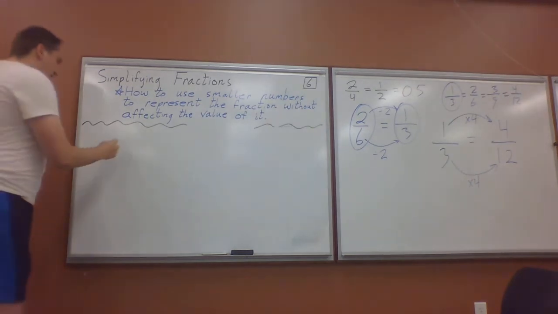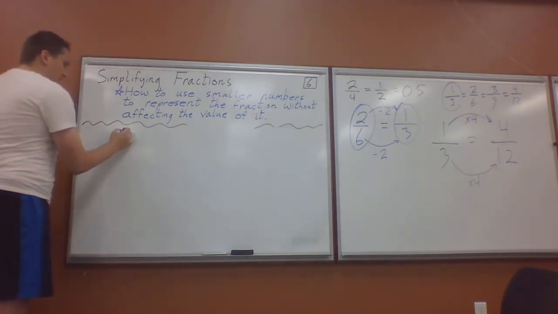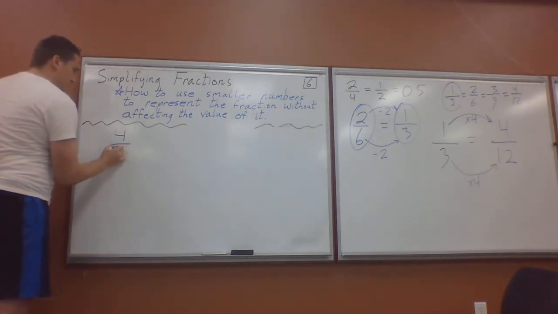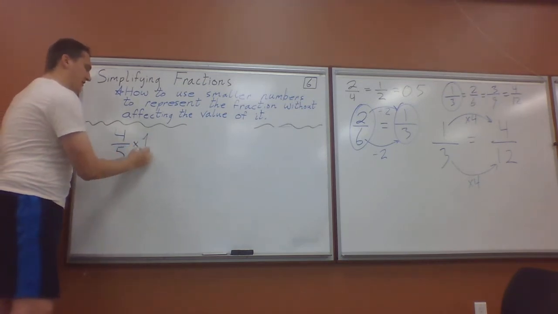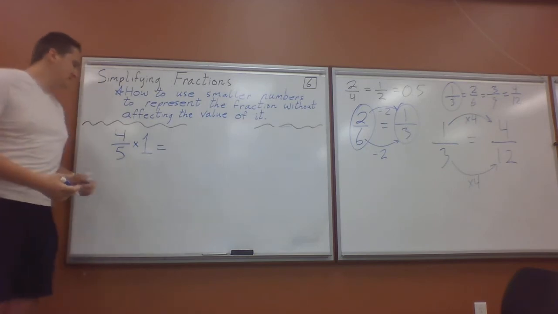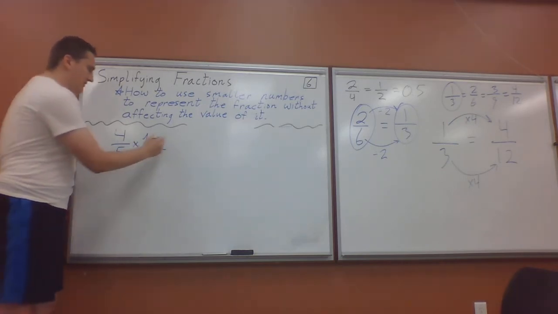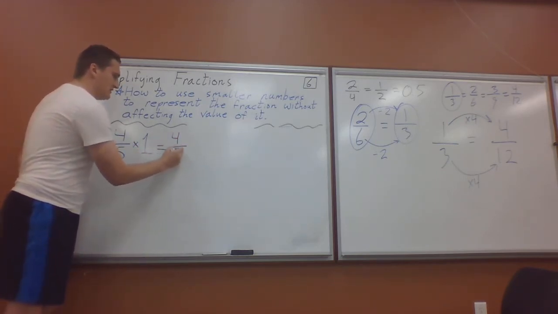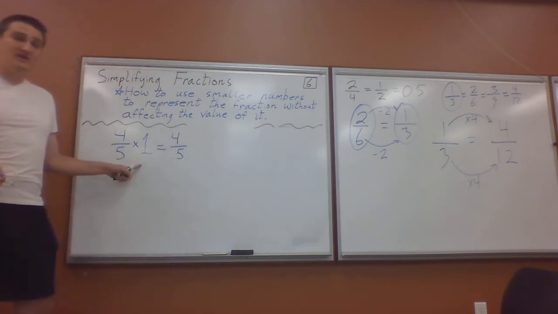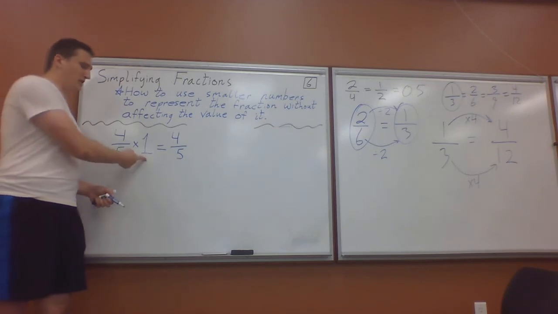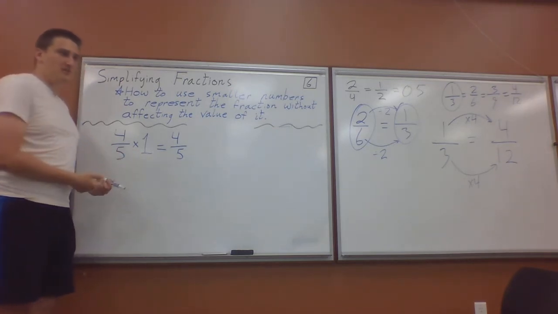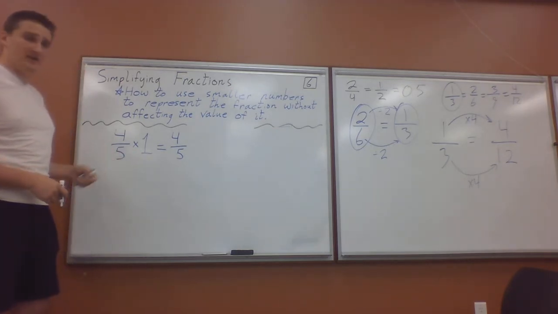Let's see. If I were to take any other fraction like 4/5, and let's say I multiplied that by 1. Kind of ridiculous, I know. But I should get back my same fraction, 4/5. Multiplying by 1 never changes the value of something, because you're basically asking, what's one group of something I'm counting? Well, one group of that is going to be whatever you're counting.